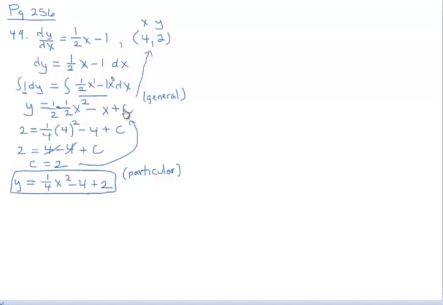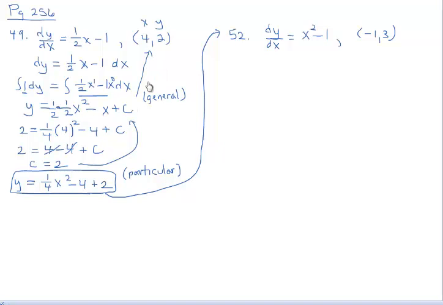Alright, now to save some space, what I'm going to do is come over here to the right-hand side and do another problem. Okay, and the next problem I'm going to do is problem 52. Same objective. We're going to find a particular solution for this differential equation given an initial condition. This ordered pair satisfies y, not y prime, y, so we're going to use it when we get to the general solution. All right, let's go backwards and find y by integration.